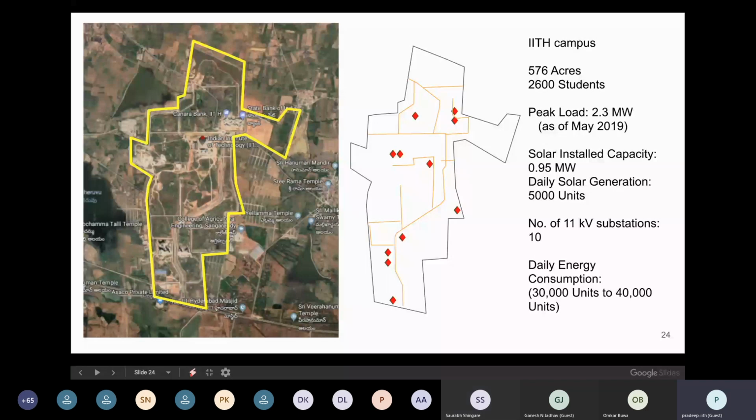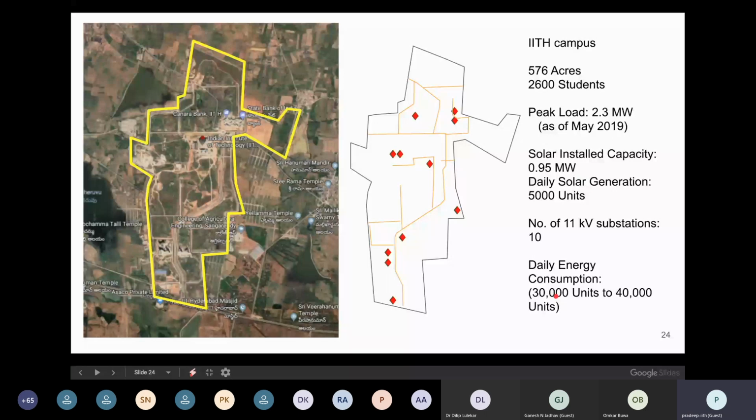Yeah, so now again, this is one more map location. This yellow line is the border of our campus. It is a 576 acre campus, and we have close to 2,800 students, but right now students are going for online teaching. So only very few students, senior research students and others, are present on campus. Anyway, that is going to change later. Our peak demand is about 2.3 megawatt, and our solar capacity is about 1 megawatt. So this is some of the general information about the overall campus.